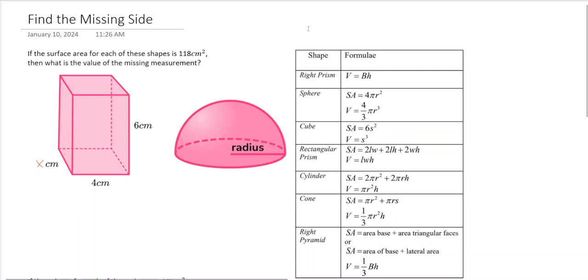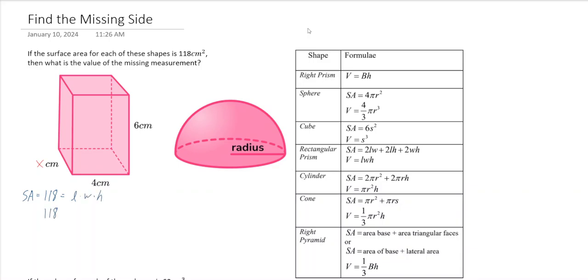Okay, so given that the surface area for these 2 shapes is 118 centimeters squared, what is the value of the missing measurement? If you feel like you can try this right now, pause the video, do it yourself, and check your answer after. Okay, so basically what we're going to do is write surface area equals 118. Then we're going to write the formula for surface area, length times width times height in this case.